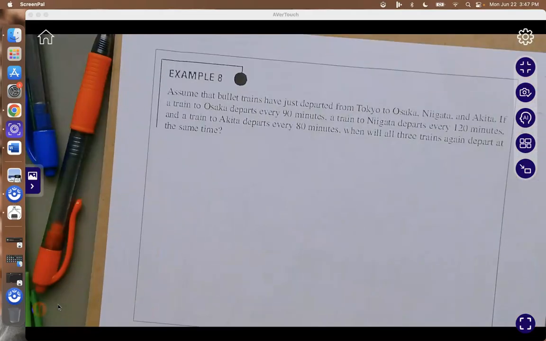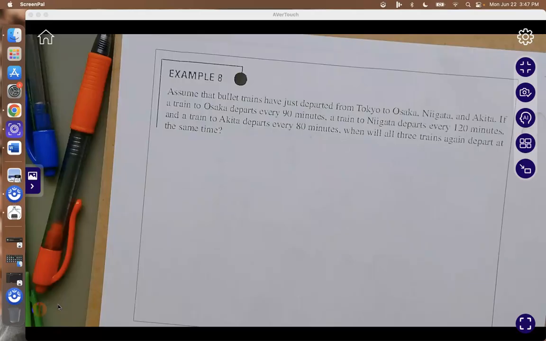All right. Assume that the bullet trains have just departed from Tokyo to Osaka, Nagata, and Akita. If a train to Osaka departs every 90 minutes, a train to Nagata departs every 120 minutes, and a train to Akita departs every 80 minutes, when will all three trains again depart at the same time? Is this a GCD or LCM?